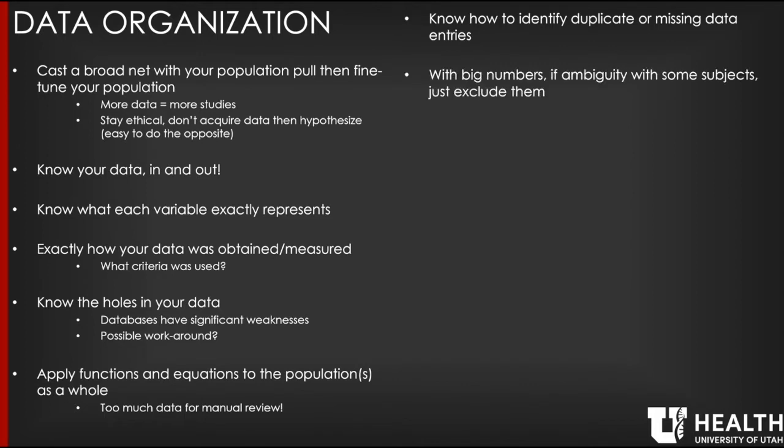And another tip is, if you're dealing with big numbers, if there's any ambiguity with some of the subjects, if the equation that you're making doesn't work out, or if the data reporting on a subset of the subjects just isn't good, I would just exclude them. Don't work really hard or potentially sacrifice the quality of your data and analyses just to include a few people if your studies are otherwise well powered.